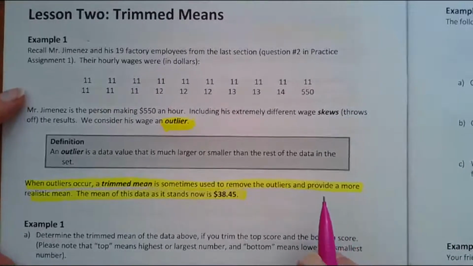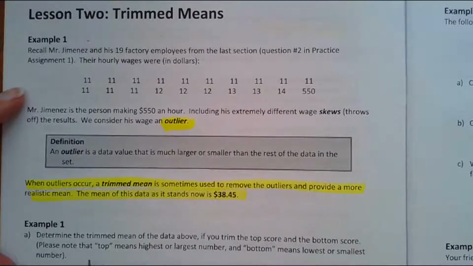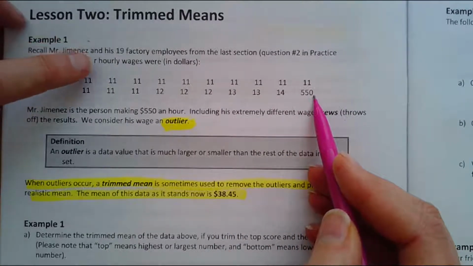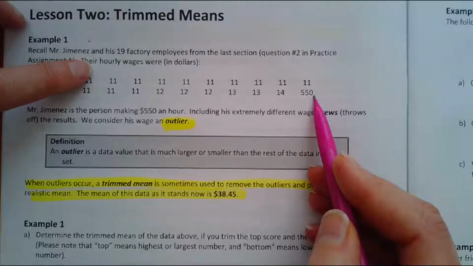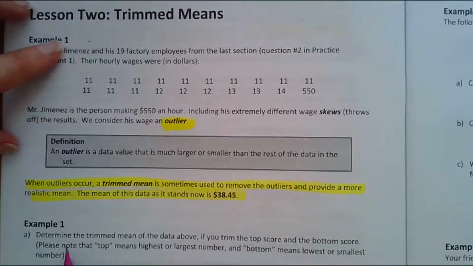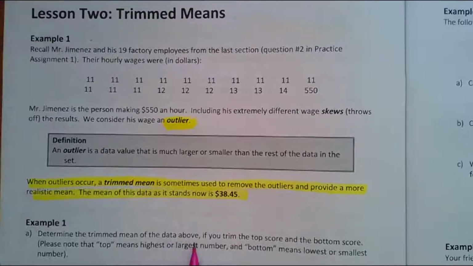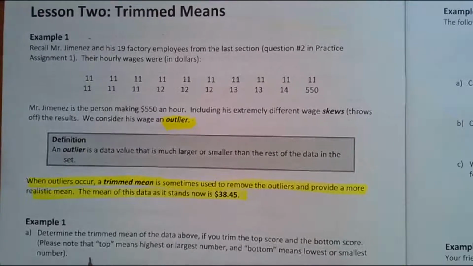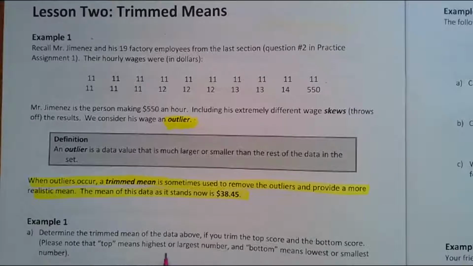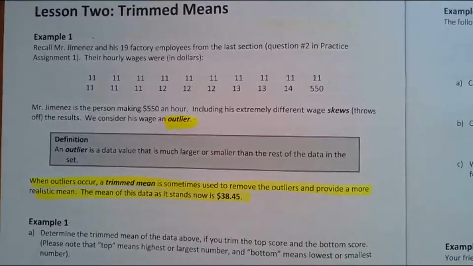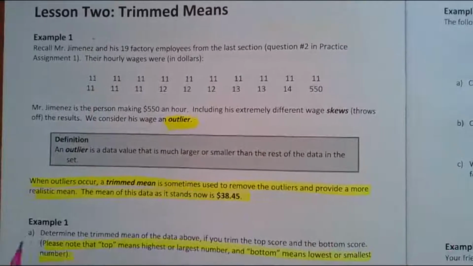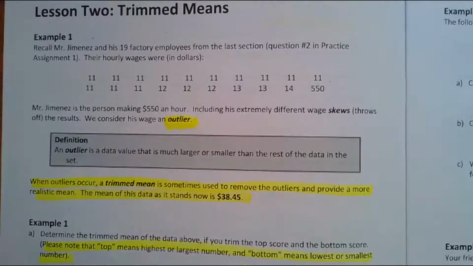So if I want to remove an outlier from the top end, I have to remove a number from the bottom end as well. That's how the trimmed means work. So it says, determine the trimmed mean of the data above. If you trim the top score and the bottom score, please note that the top means the highest and the bottom means the lowest. That's really important as well. Your data should be placed in order, right? Just like when we placed it in order, calculating the median.